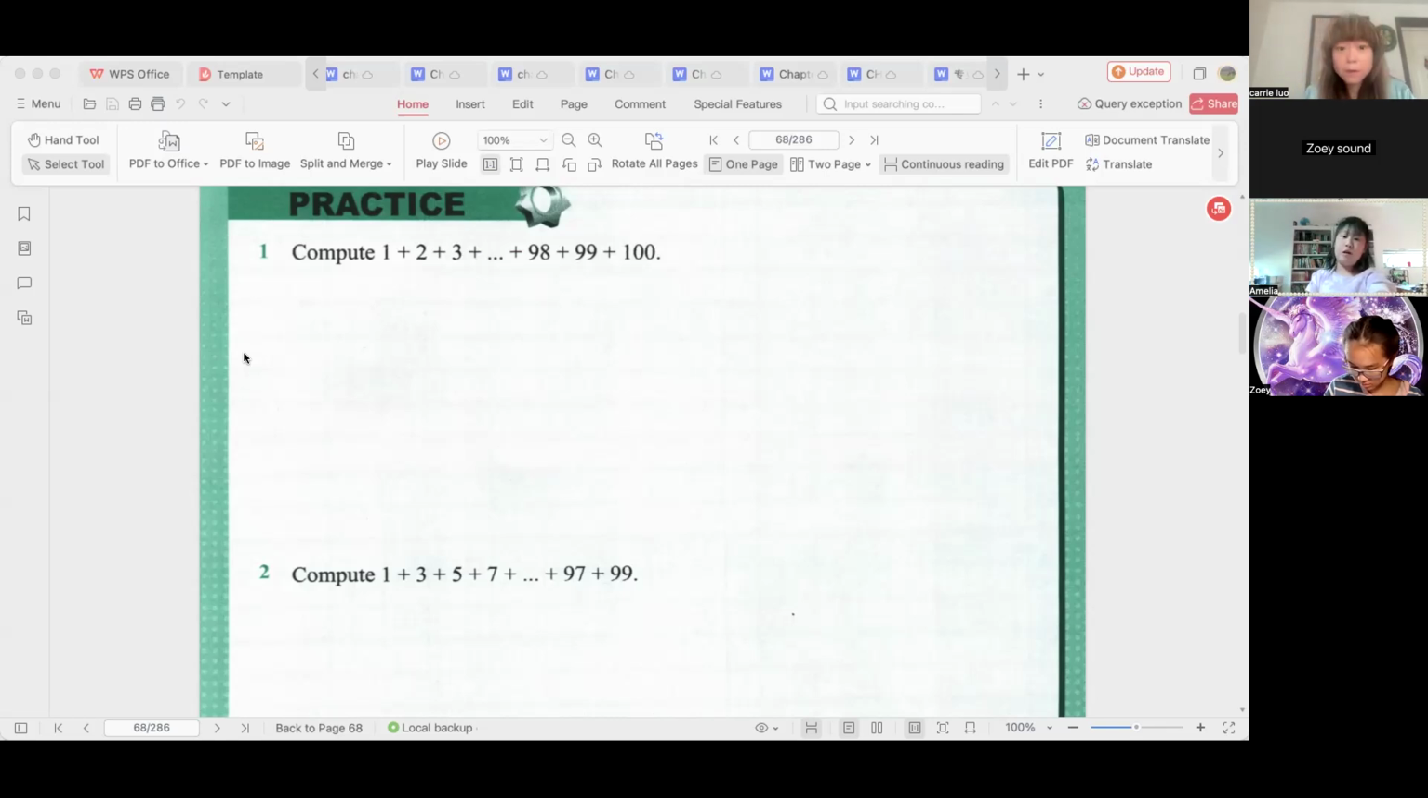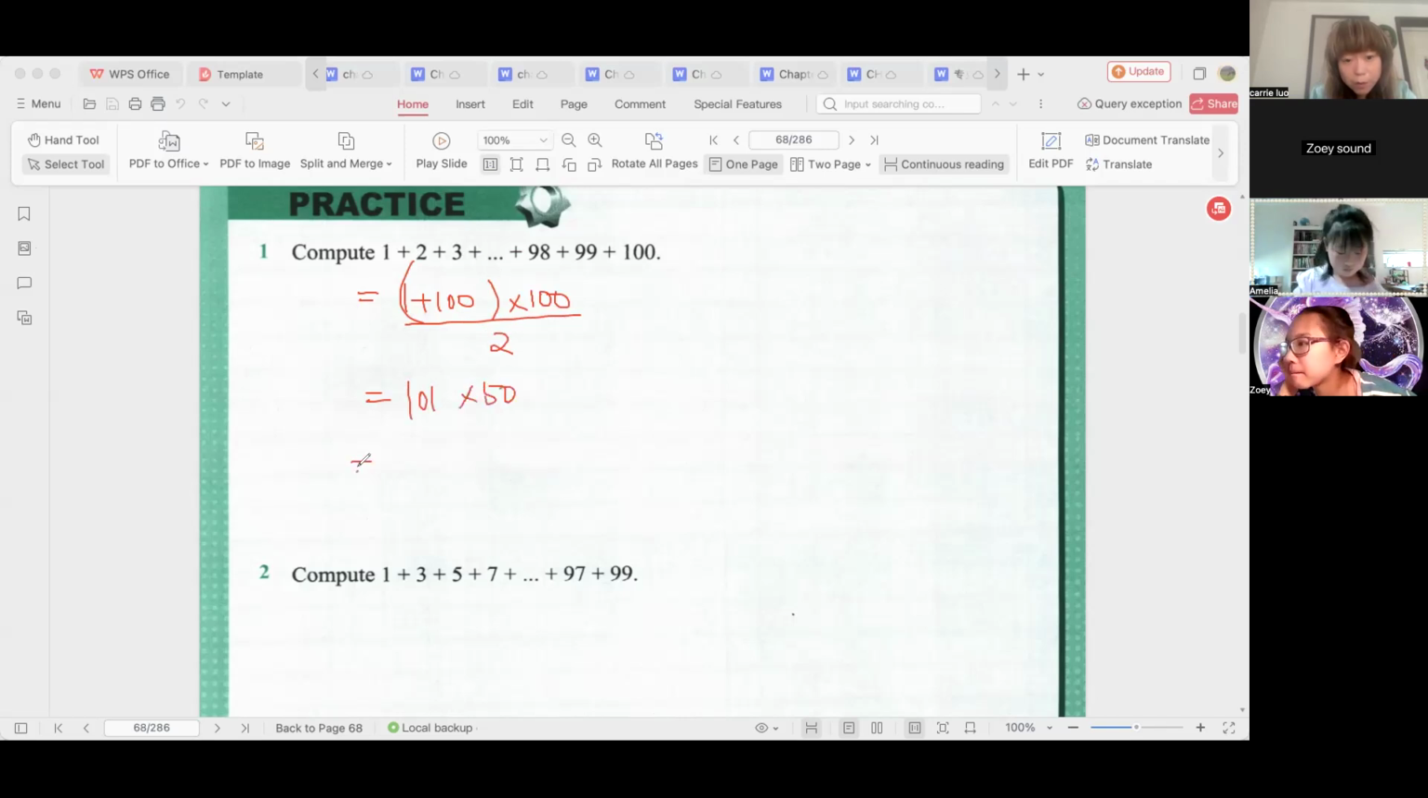Okay, so compute one plus 100 times 100 divided by 2 equals 101 times 50 equals 5050.